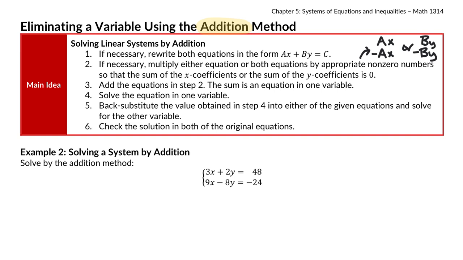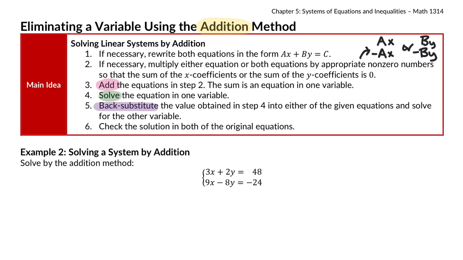Once you have that, we're on to the actual steps, and what we're going to do in step 2 is straight up add the equations together. It's why it's called the addition method. The sum, because one of the variables will eliminate, is an equation in one variable. So just like before, we solve the equation and then back substitute the value in. The back substituting step does require a little bit of solving, but it's still back substituting. Can I show you an example?